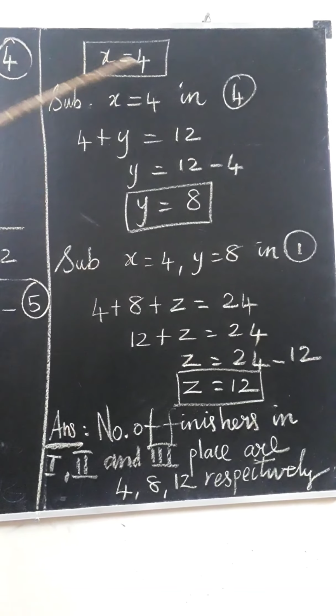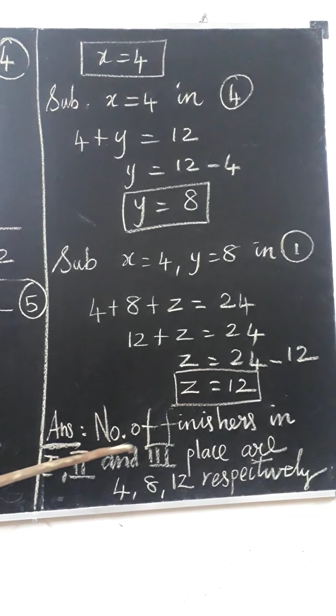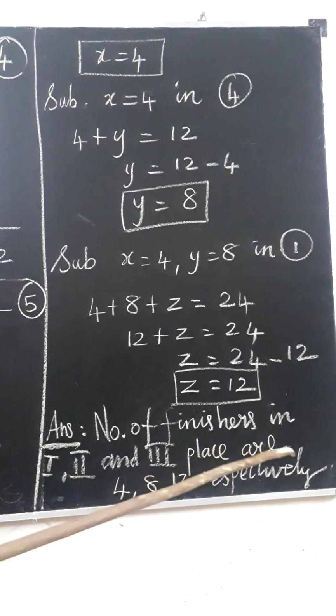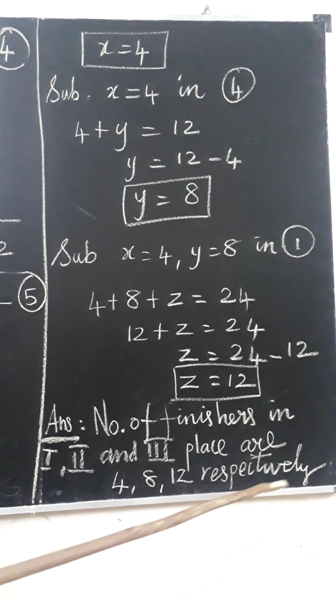So you got the values of x, y and z. Answer should be written as number of finishes in the first, second and third place are 4, 8 and 12 respectively.